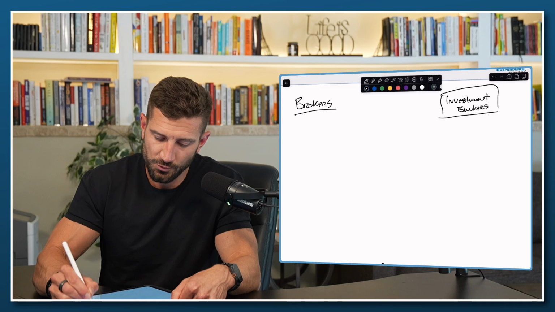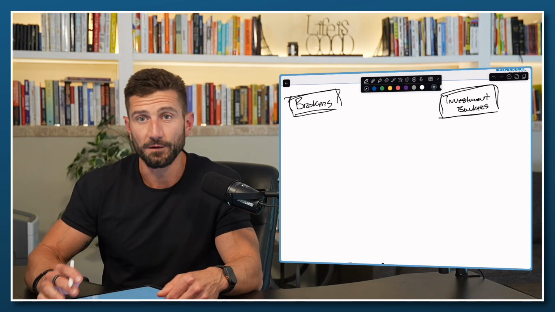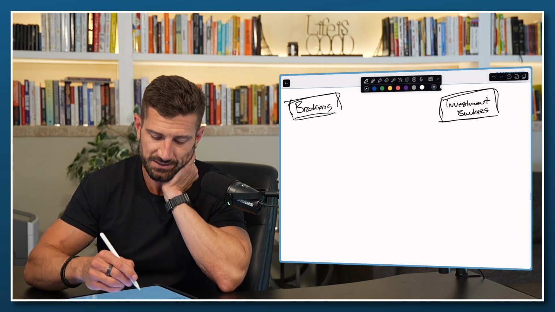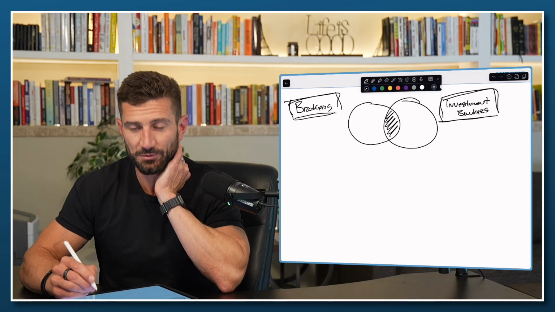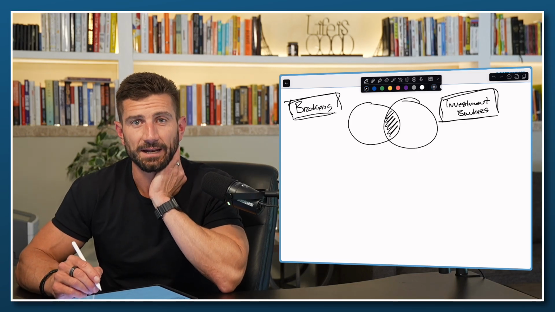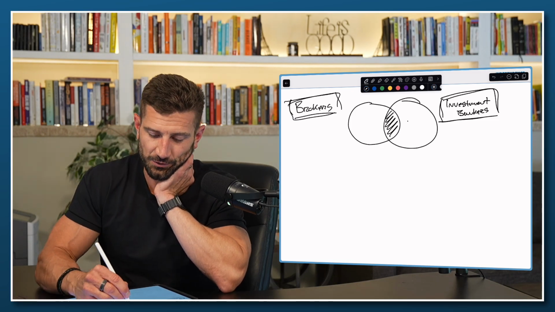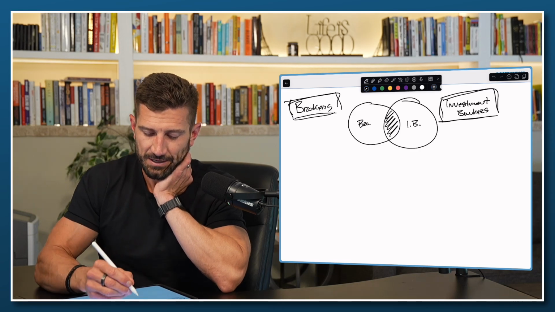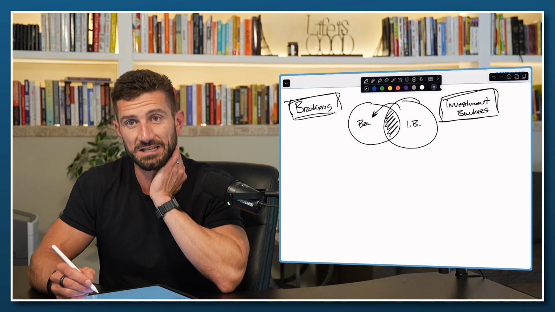There is a huge difference between the two. And the way I like to think about the market of brokers versus investment bankers is a Venn diagram. There's some people that are in the middle, and God bless their souls because they have a hard time differentiating themselves between the two. If this is investment bankers and this is brokers, they're really doing a lot of the investment banking type of work, but they might be classified as a broker.